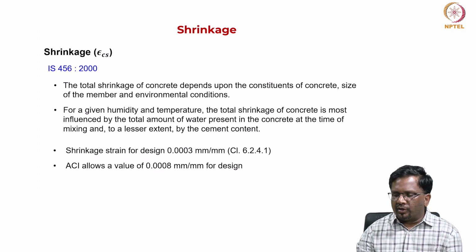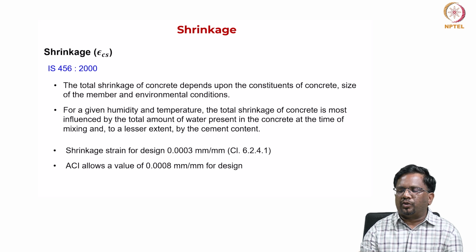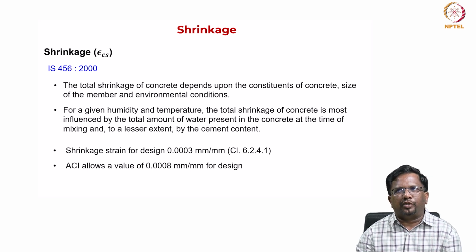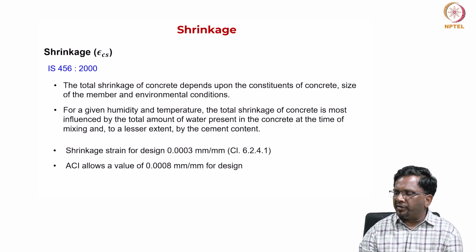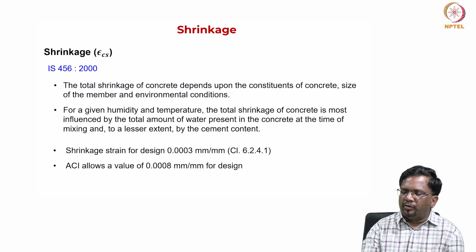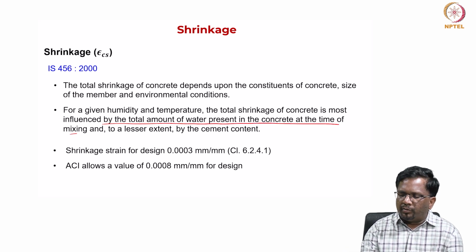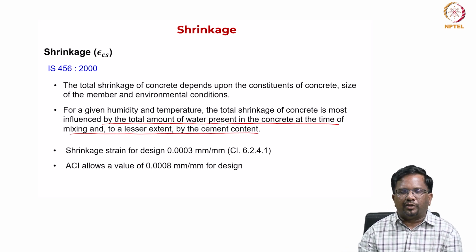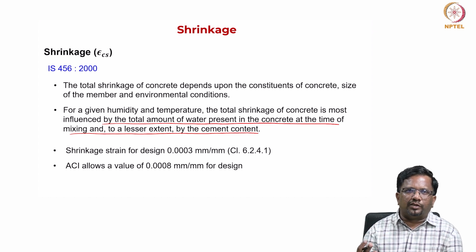Now, how does the code address this? Again, we have discussed that the total shrinkage of concrete depends upon the constituents of concrete, size of the member, and environmental conditions. For a particular humidity and temperature, the total shrinkage of the concrete is most influenced by the total amount of water present in the concrete at the time of mixing, and to a lesser extent by cement content. Predominantly, it is the unutilized water in the system that will create shrinkage strains.